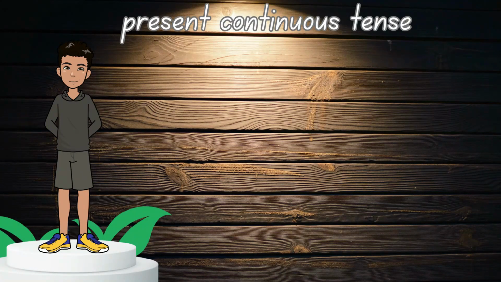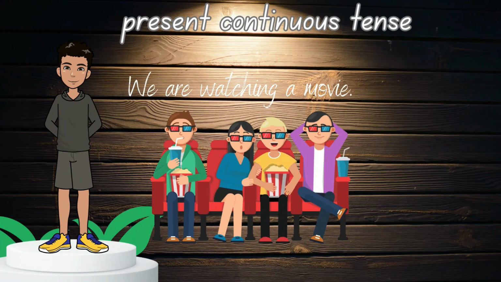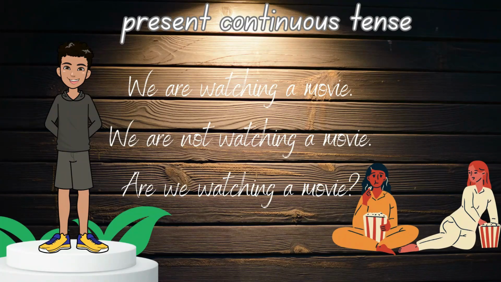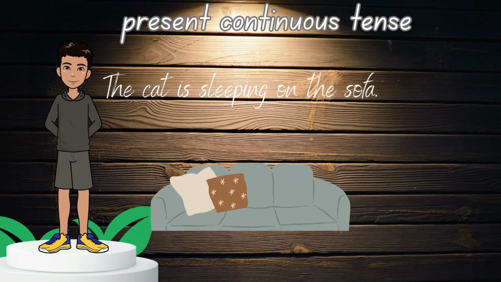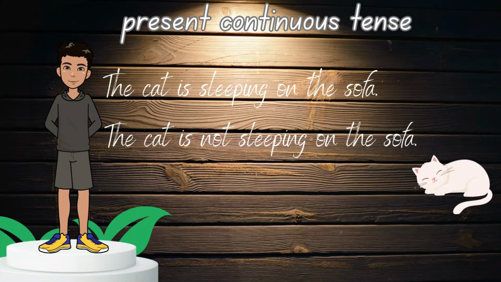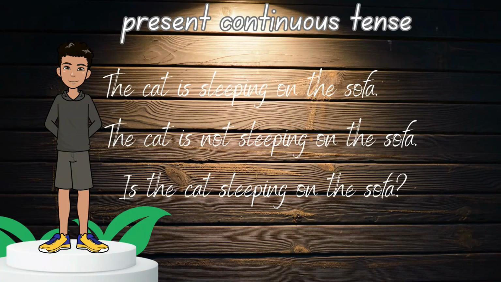Our next sentence is, we are watching a movie. Now here the negative sentence would be, we are not watching a movie. And the interrogative sentence would be, are we watching a movie? Let's try a new one. The cat is sleeping on the sofa. Our negative sentence would be, the cat is not sleeping on the sofa. An interrogative sentence would be, is the cat sleeping on the sofa?